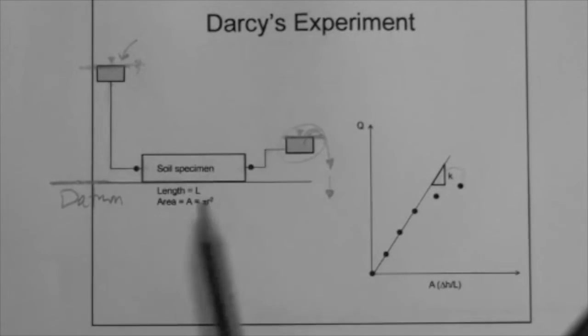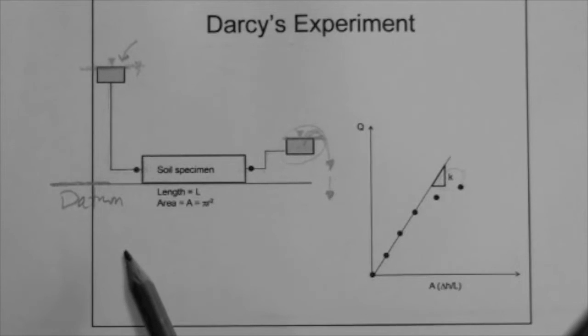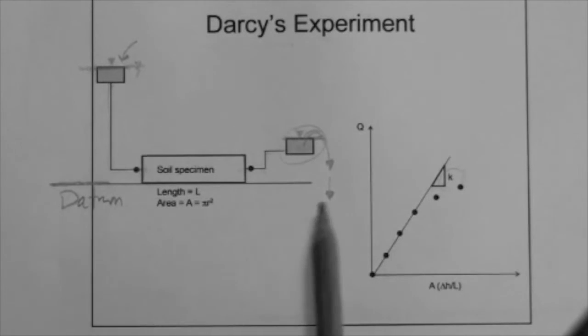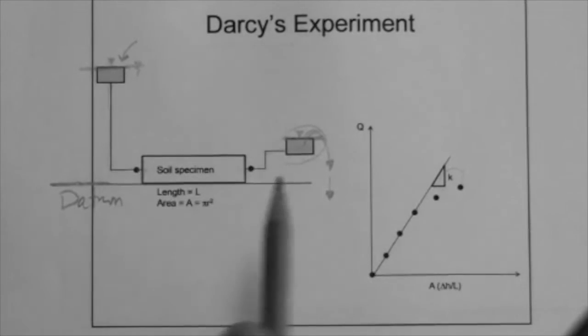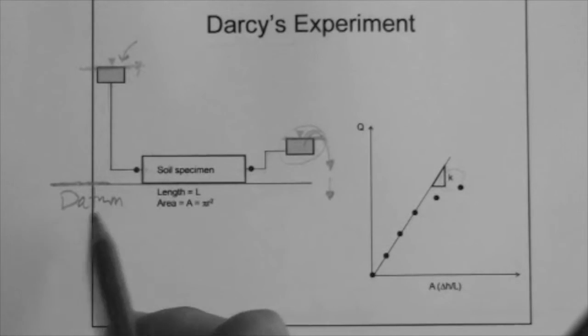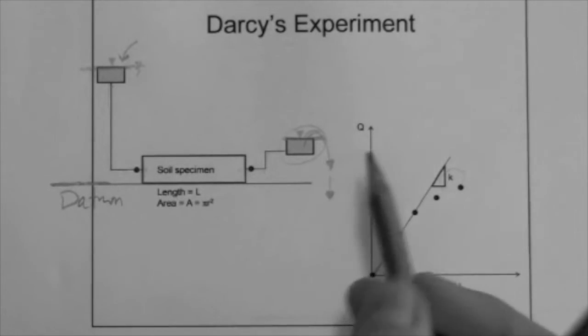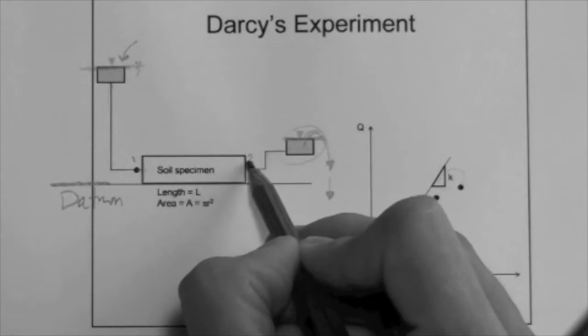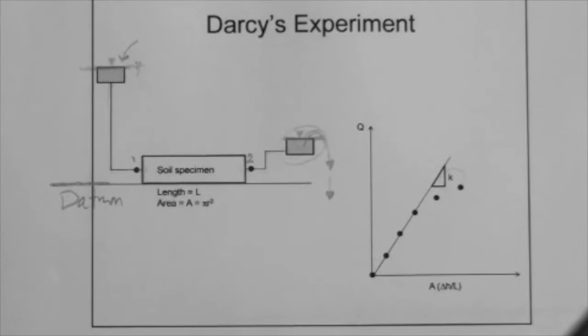Alright, so then Darcy said, okay, I'm going to kind of quantify or describe the flow system here. So he said, okay, first thing first, selection of the datum. Second, let's take a point, that's point number 1, and let's take point number 2 here. Okay?